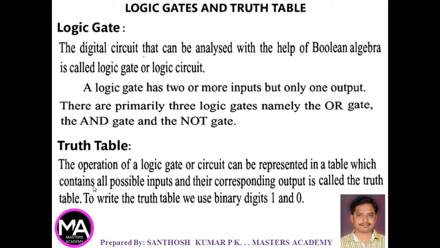The truth table. The operation of a logic gate or circuit can be represented in a table which contains all possible inputs and their corresponding outputs. This is called the truth table. To write the truth table, we use binary digits 1 and 0.